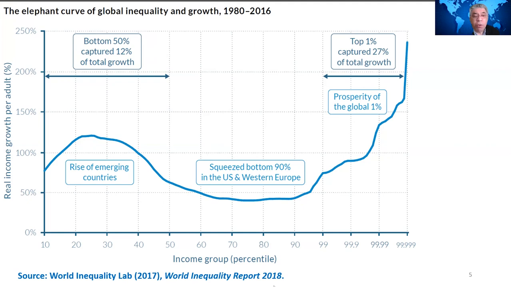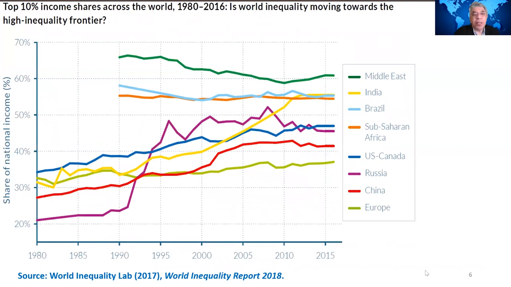And let's look at their results with respect to the top 10% income shares across the world in the period. And they ask whether world inequality is moving towards the high inequality frontier. Well, note that indeed, income inequality has increased in nearly all countries, but at different speeds, again suggesting that institutions and policies matter in shaping inequality. Since 1980, by this indicator, income inequality has increased in North America, China, India, and Russia, and has grown only moderately in Europe. And there are exceptions to the general pattern. In the Middle East, Sub-Saharan Africa, and Brazil, income inequality has remained relatively stable at extremely high levels. So these regions set the world inequality frontier.